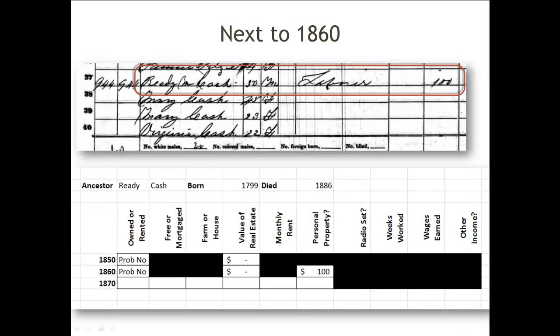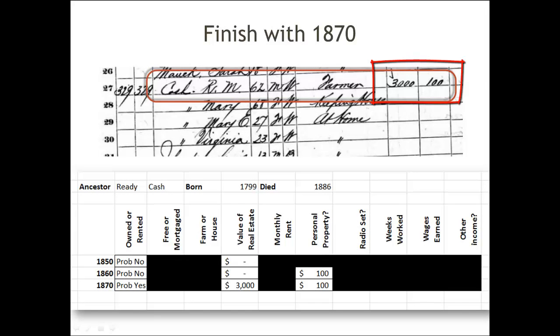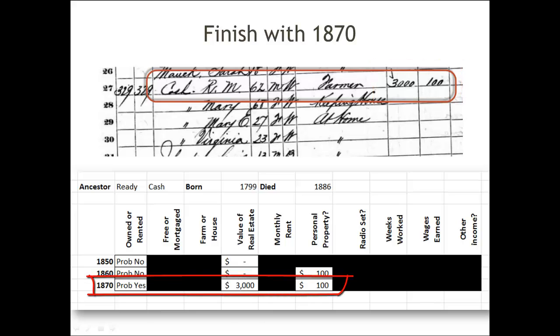In 1860, we see that Reddy still has no real estate and $100 worth of personal property value. So I update my spreadsheet with the real estate and personal property information. In 1870, we find that Reddy now has $3,000 worth of real estate and still $100 worth of personal property. So I now update my spreadsheet.